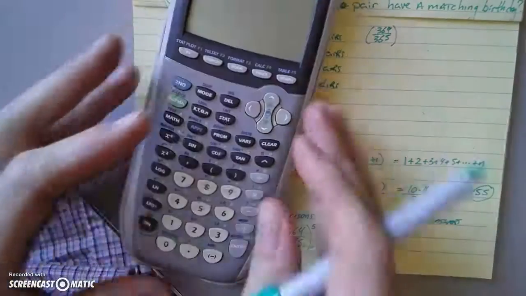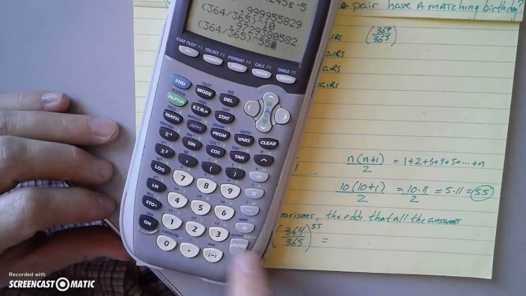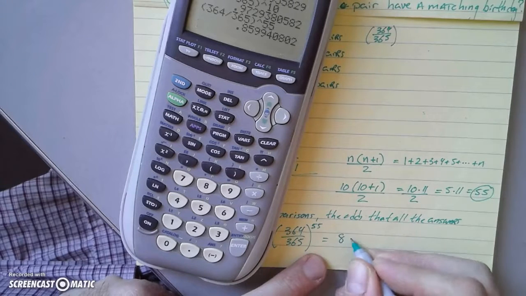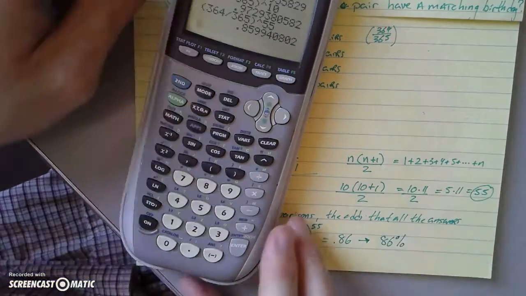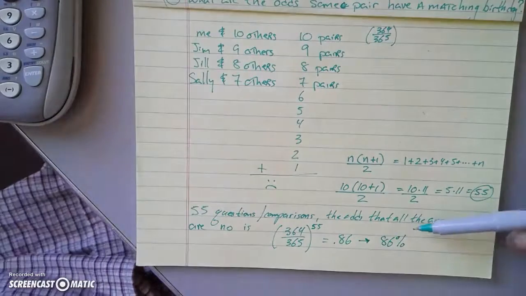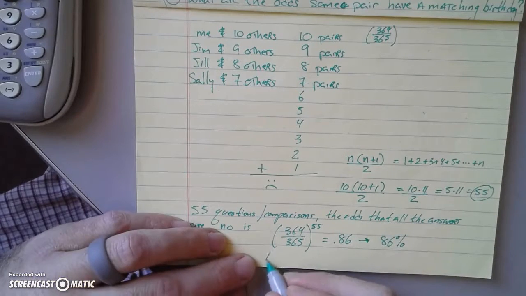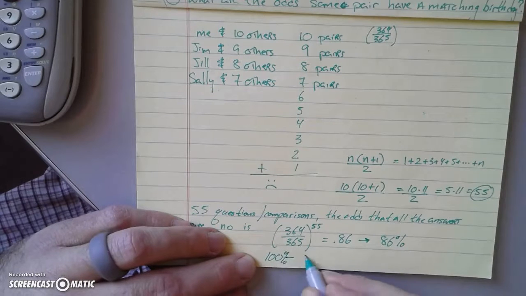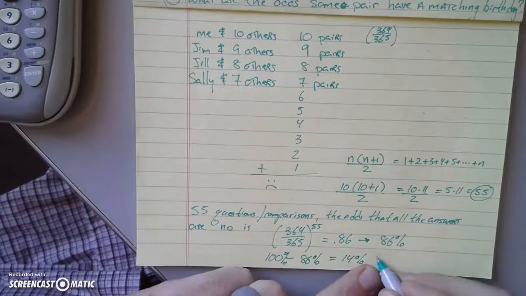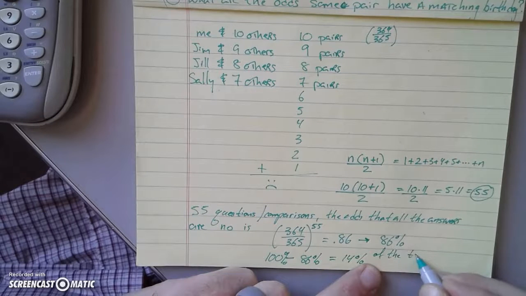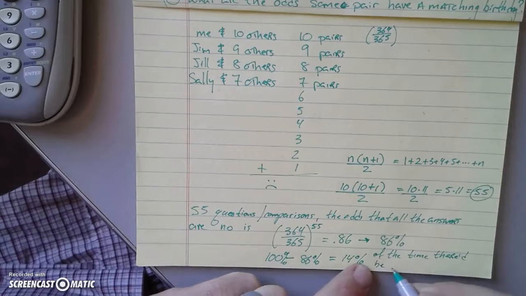Well, what is that? Whoops, that's 364 divided by 365 to the power of 55. And this is essentially 0.86, or about 86% of the time. So 86% of the time, you'd expect all these answers to be no. Then you take 100% minus 86%, and that gives you 14% of the time there'd be a match.